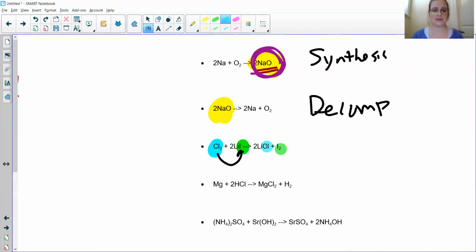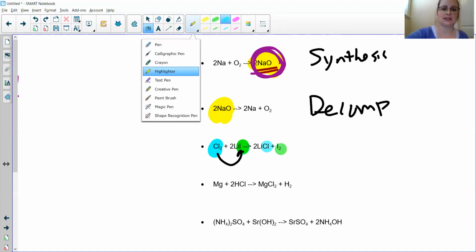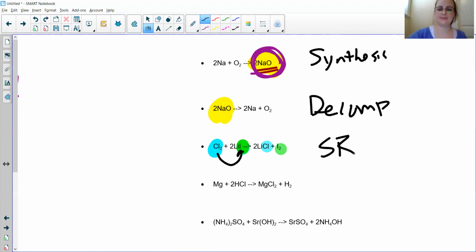It was a single replacement. Notice how there's only one arrow, and there's only one direction of that arrow. And that means it is single replacement. Okay.